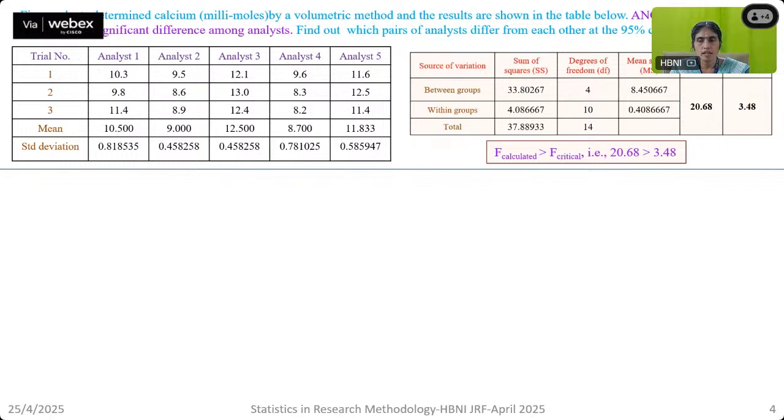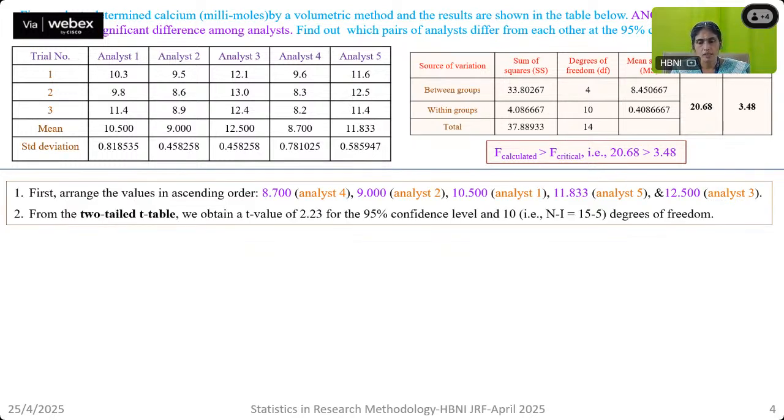Earlier, we had done for ANOVA evaluation also the same question, wherein we found that 5 analysts had done the determination of calcium via some analytical method. And each of the analysts has done 3 replicate measurements. We had calculated the variance ratio, and we had compared the calculated F value to the critical value. All this data we had discussed in the last but one class. From that discussion, we concluded that since the F calculated was greater than the critical value, there is significant difference among the analysts.